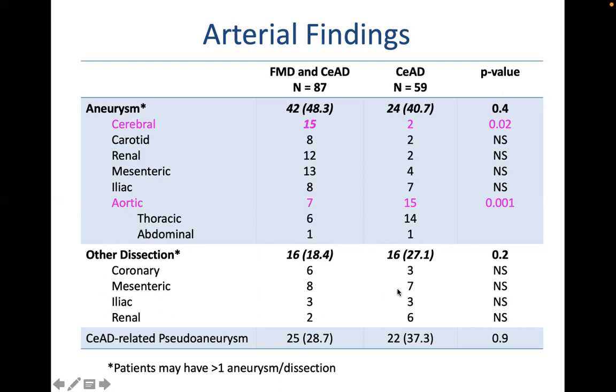Other areas of dissection were 18.4% in patients with FMD and cervical artery dissection as compared to 27.1% in patients with cervical artery dissection alone. This was not statistically significant between the groups, and there was no difference in the locations between the groups. There was also no significant difference between cervical artery dissection related pseudoaneurysm between the groups.